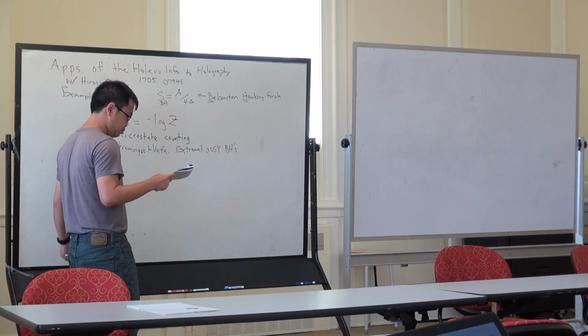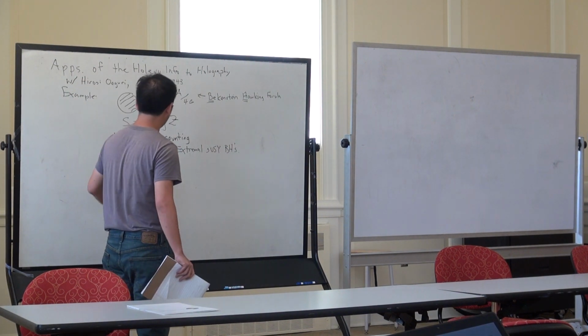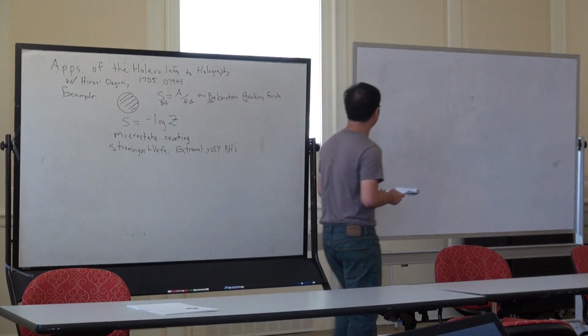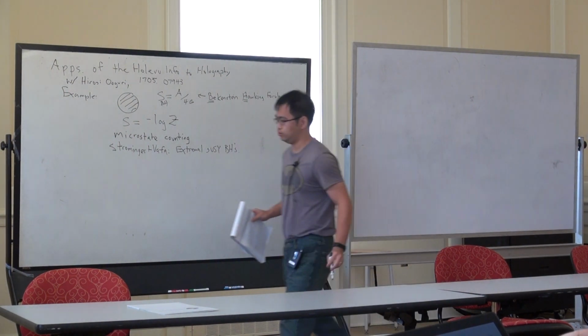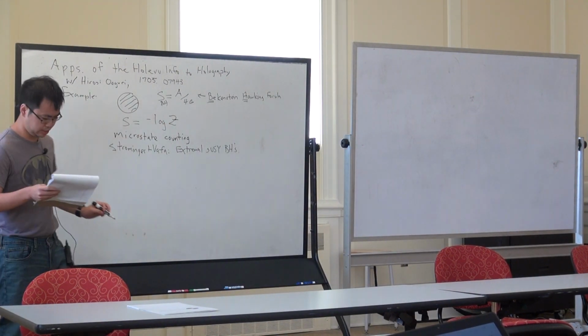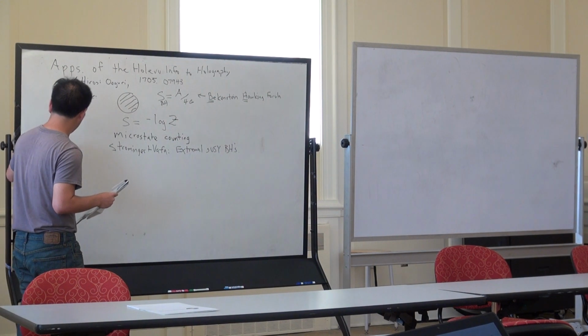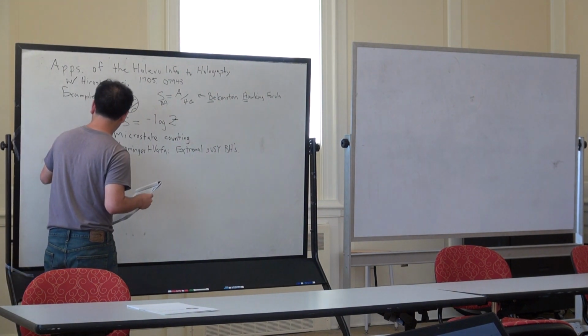Okay, so if we're interested in distinguishability, we can ask, is there anything that information theory gives us that allows us to say something interesting? And there is, and it's this set of literature concerning the Holevo information.